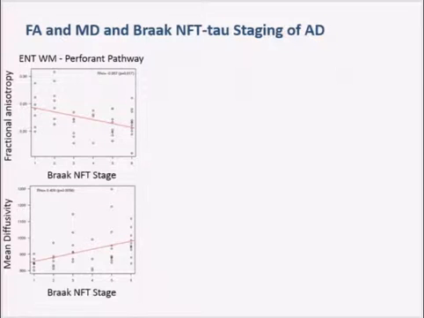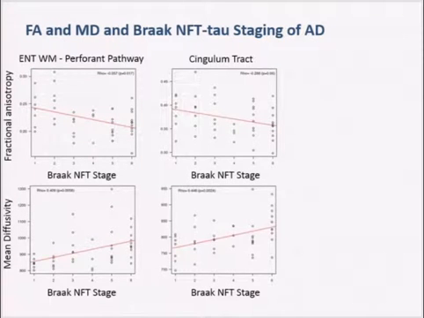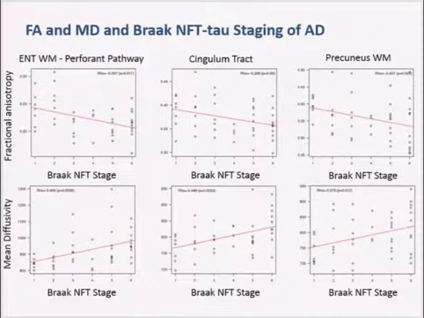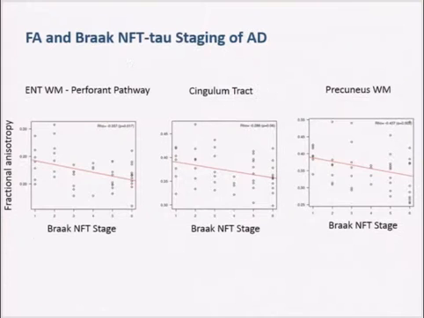Now, looking closely at the data, we see the perforant pathway and the 6 Braak stages here, fractional anisotropy and mean diffusivity. The fractional anisotropy is decreasing with increasing Braak stage, and the mean diffusivity is increasing with increasing Braak stage, as you can see here. Similarly, we see that pattern in the cingulum tract and also in the precuneus white matter. So we will be looking at these fractional anisotropy findings a little more closely and try to understand when these changes occur in these tracts.